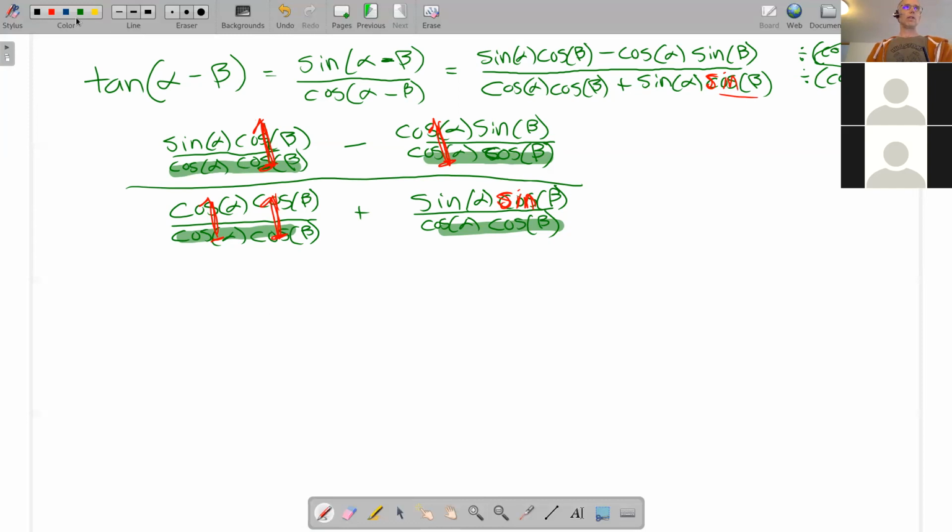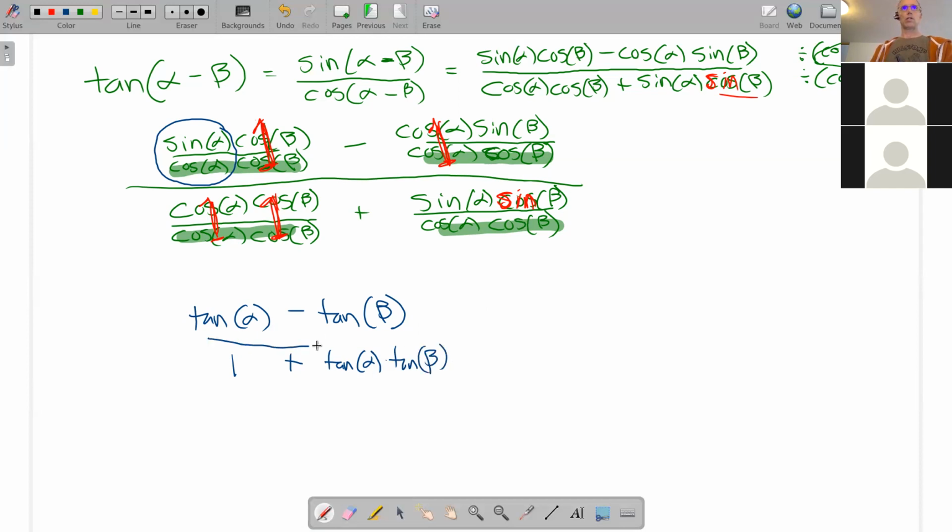So what else do I have left here? Sine over cosine of the same angle is just a tangent. Times 1, who cares? Sine over cosine, same angle, that's tangent. In the bottom here, I have a 1 plus, and then sine over cosine is tangent alpha, and here's tangent beta. So that right there is the tangent angle difference formula.